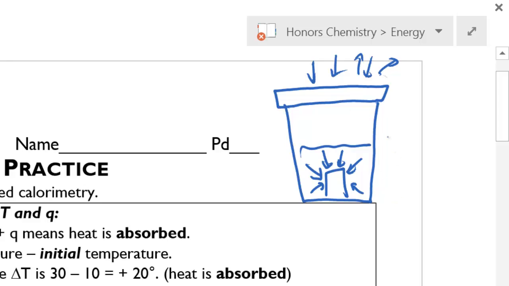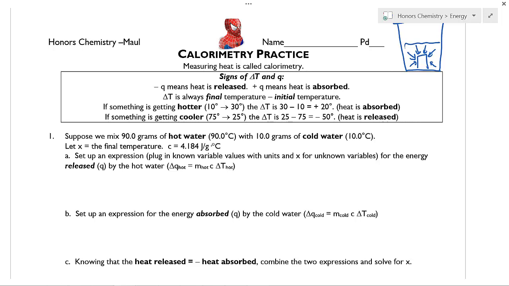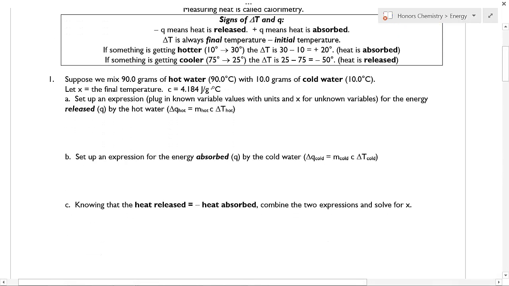Now, obviously, there's a little bit lost, but for the most part, the heat that is lost by my hot object is always going to be equal to the amount of heat absorbed by my cold object. So using this principle, we can actually mathematically deal with this, kind of like we saw in the lab. And so I want to do number one with you.